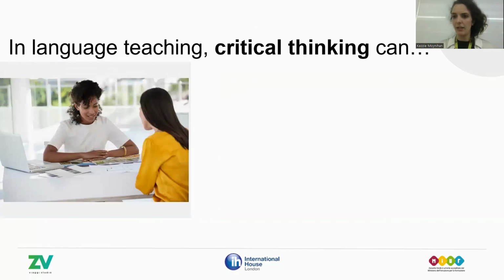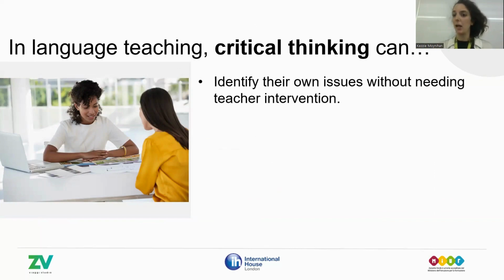In language teaching, of course, critical thinking can as well help learners to identify their own issues without needing teacher intervention. So a student who's got a good sense of criticality about their own skills as a language speaker is able to realize that in this context, perhaps they're not using the right language, or this particular grammar structure is not helping them express the meaning they want to convey.